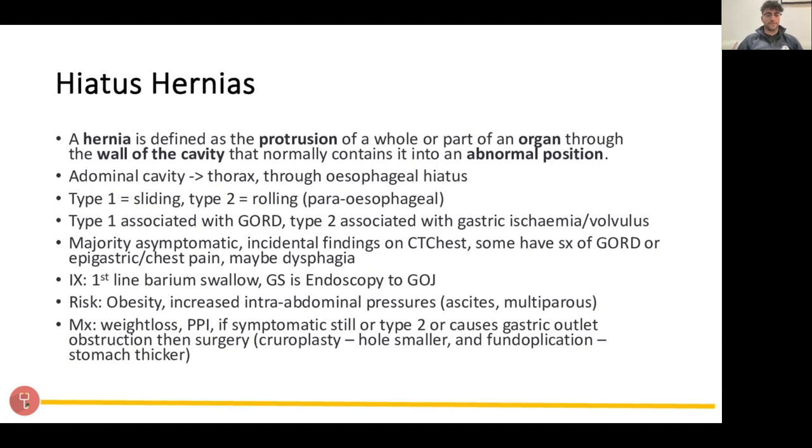First line investigation, barium swallow, gold standard endoscopy. Risk is obesity and increased abdominal pressure, such as if you have ascites. And the management is mostly weight loss plus PPI. If not, then you might require surgery. And for that, you would do a cruroplasty and a fundoplication.